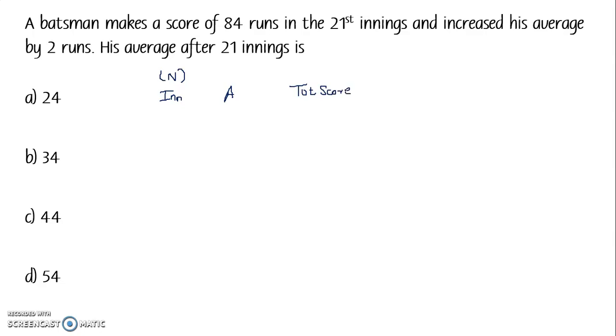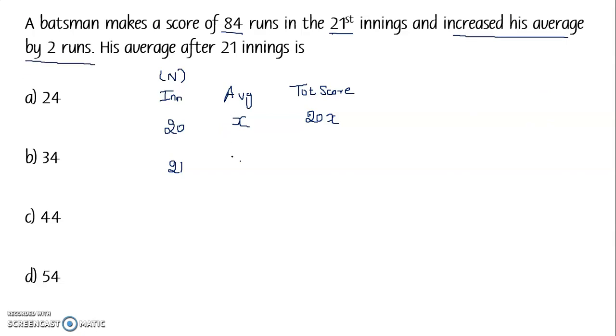Okay, just imagine a cricketer. So we have how many innings he has played. So let us assume, so now he is playing the 21st innings, and in the 21st innings he has made 84 runs. So previously he has played how many innings? 20 innings. And we don't know what is his average after completing 20 innings. Let us assume that average as X. Okay, so his total score in the previous 20 innings will be 20X. Now he is playing the 21st innings. So after playing 21st innings, what happens to the average? Average, they are saying it is increased his average by 2 runs.